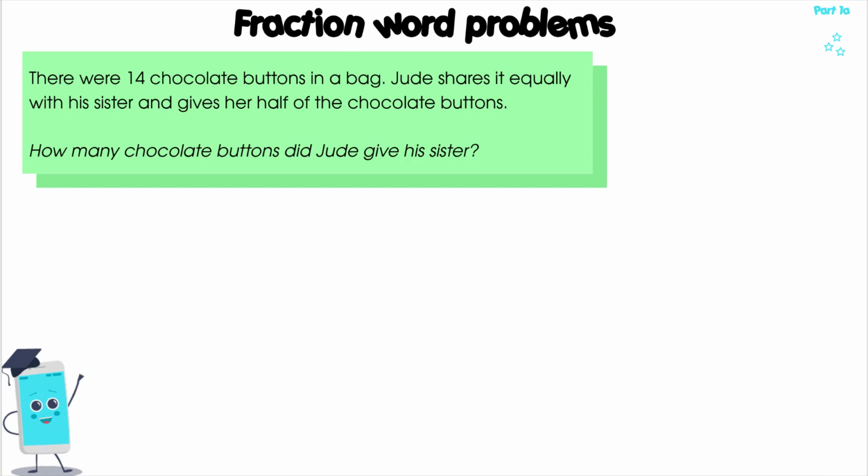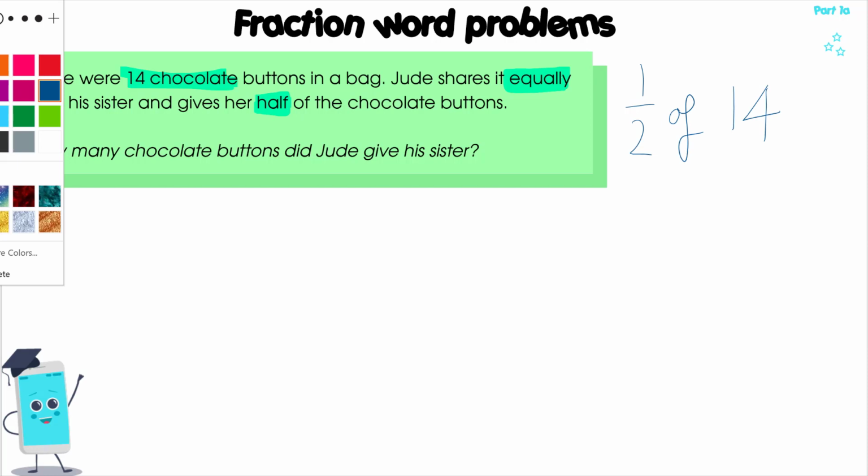There were 14 chocolate buttons in a bag. Jude shares it equally with his sister and gives her half of the chocolate buttons. How many chocolate buttons did Jude give his sister? So in this question, we have 14 chocolate buttons and we know it's shared equally. There was 2 of them, so that must have been a half. And we also have half written in our problem. So what we're looking for is half of 14.